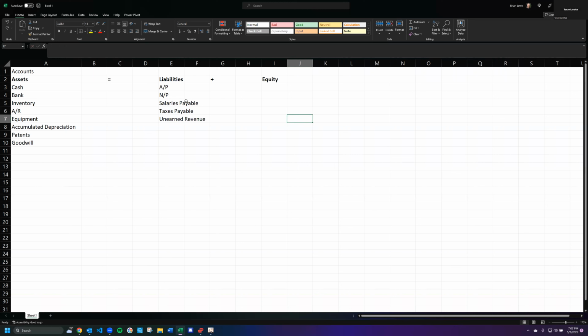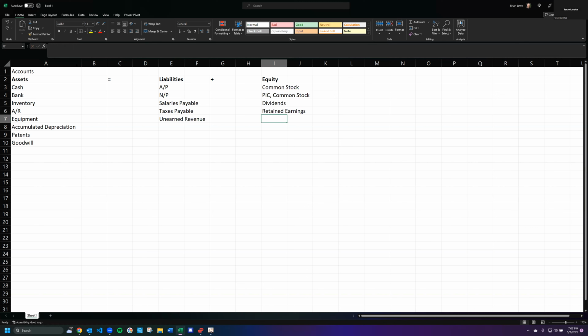And then on the equity side, you're going to have common stock. You can have paid in capital, which you'll get into a little bit more later. You have dividends, and you have retained earnings, those are your earnings. Those are some of your primary accounts.